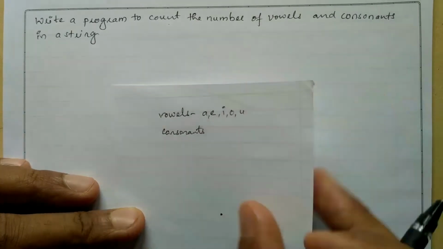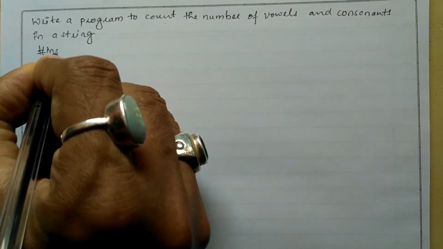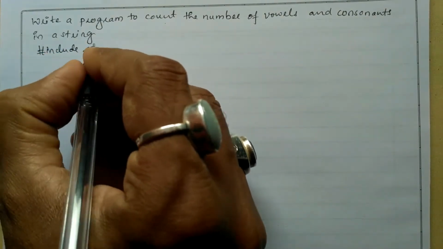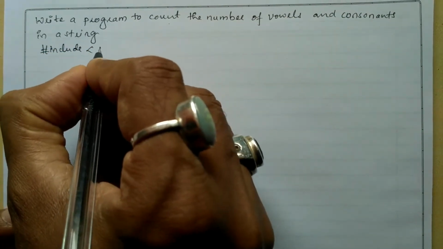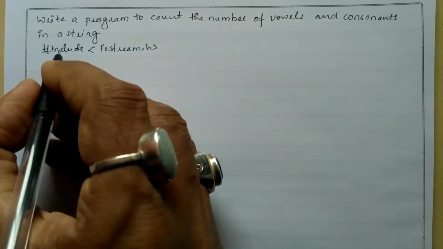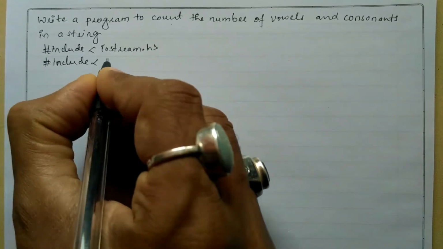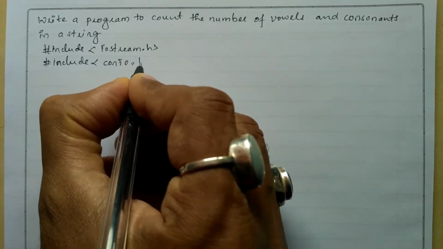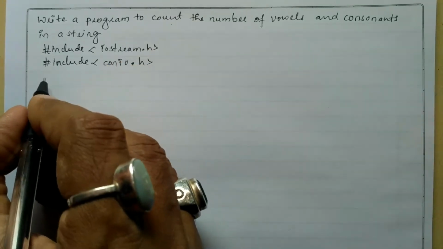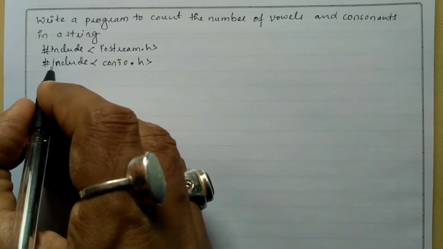So now let us write the preprocessor directives: hash include, in angular brace I'm going to write iostream.h header file, and the next preprocessor directive is hash include, in angular brace I'm going to write conio.h header file. Here we are using some of the string built-in functions and some of the character functions.